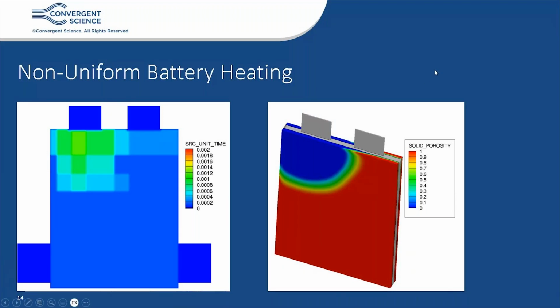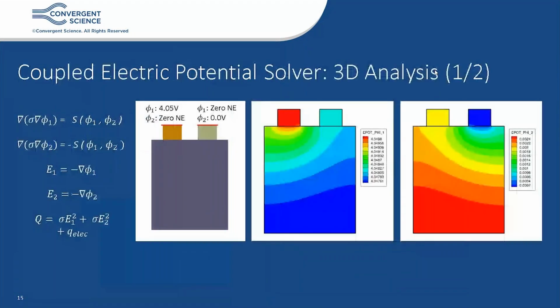But in order to conduct predictive simulations for non-uniform heating, we have enabled the coupled electric potential solver within CONVERGE. This allows you to perform a 3D analysis for a voltage distribution and a current distribution inside the battery. Within the battery, we solve for two potentials, a cathode potential Phi1 and an anode potential Phi2. Appropriate boundary conditions for those two potentials are set. So we have 4.5 volts on the positive terminal and 0 volts on the negative terminal. And we solve for these two potential equations coupled with the source term. The source term is calculated using an electrochemical model.